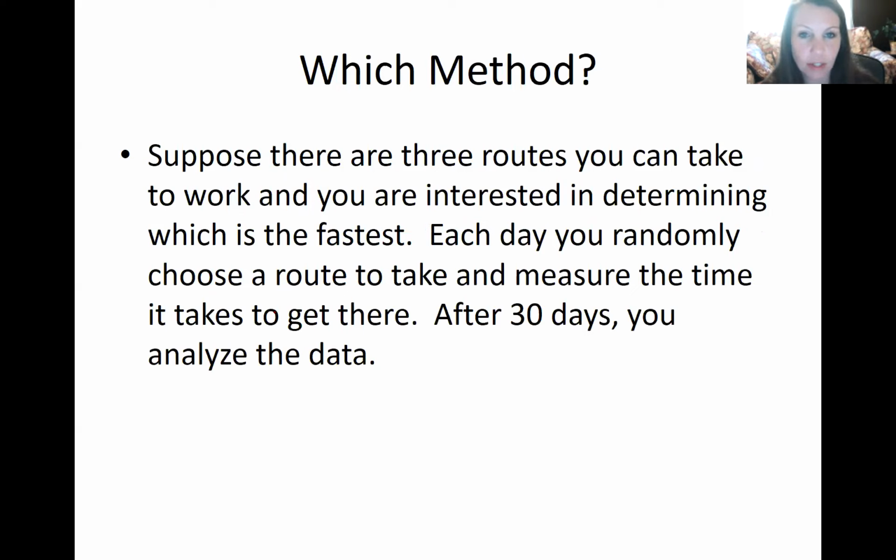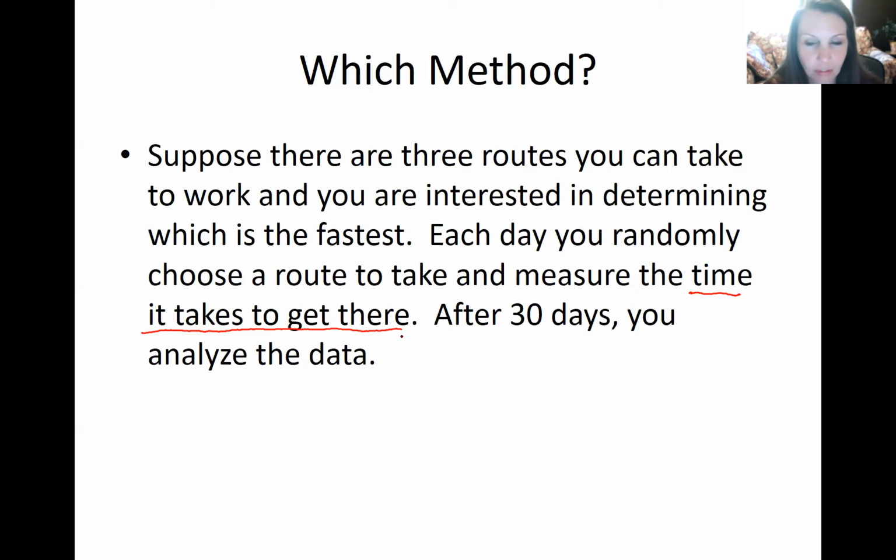All right, suppose there are 3 routes you can take to work and you're interested in determining which is the fastest. Each day you randomly choose a route to take and measure the time it takes you to get there. After 30 days, you analyze the data. So in this case, we are measuring the time it takes to get to work. Is that categorical or quantitative?